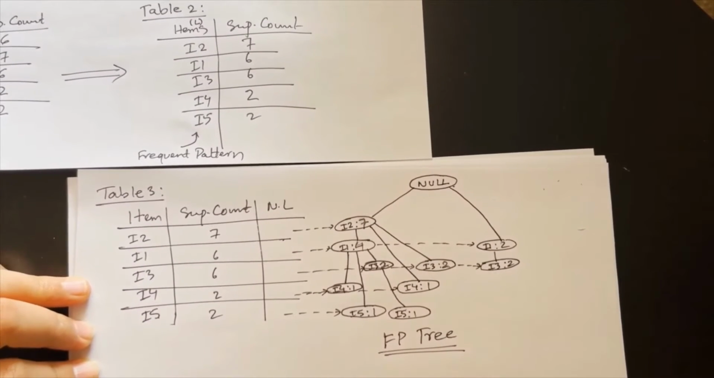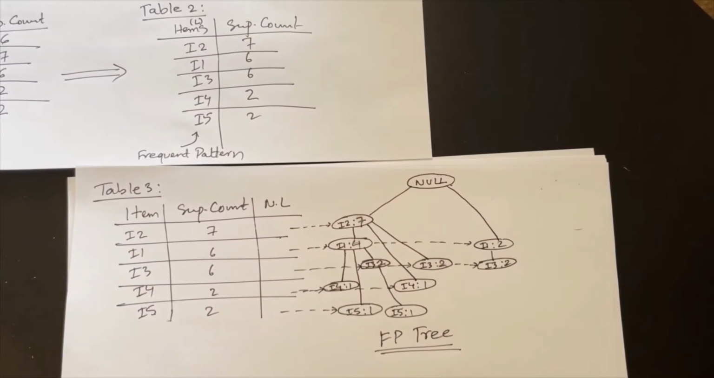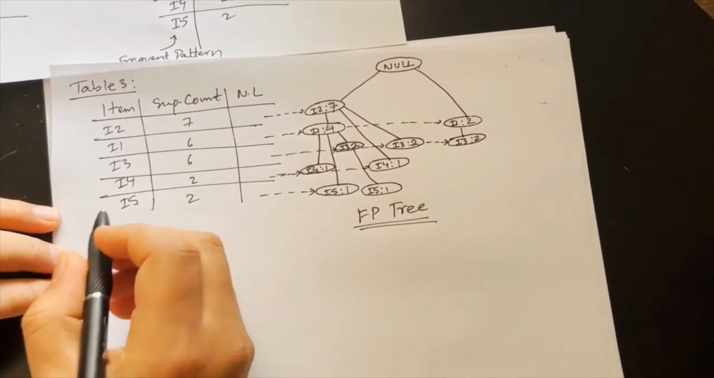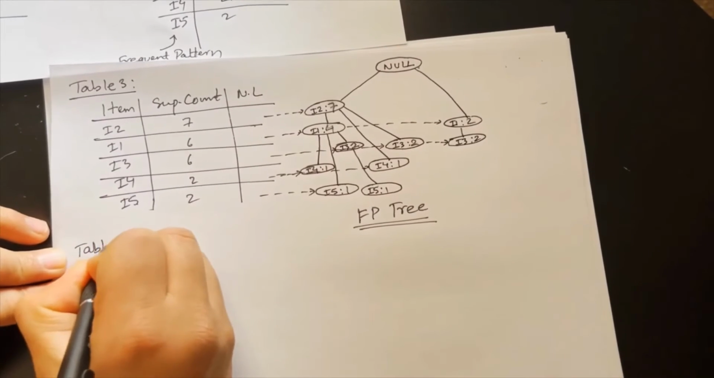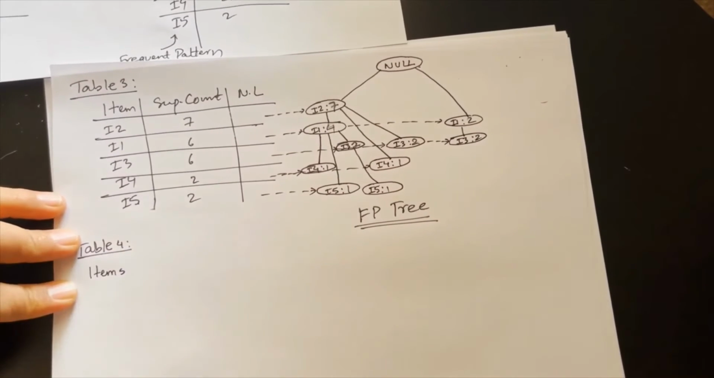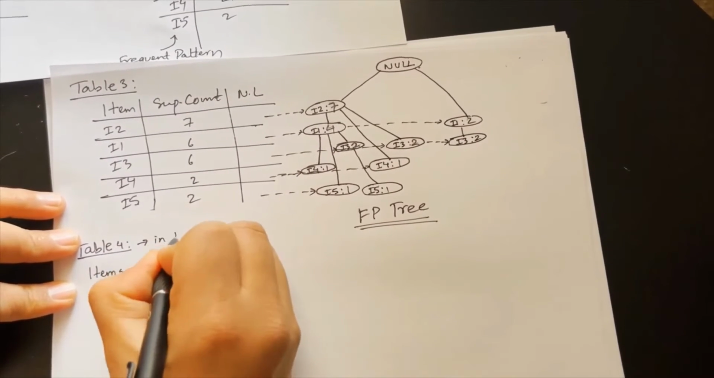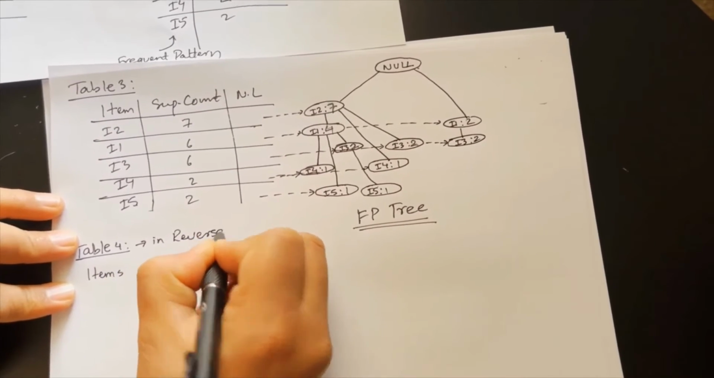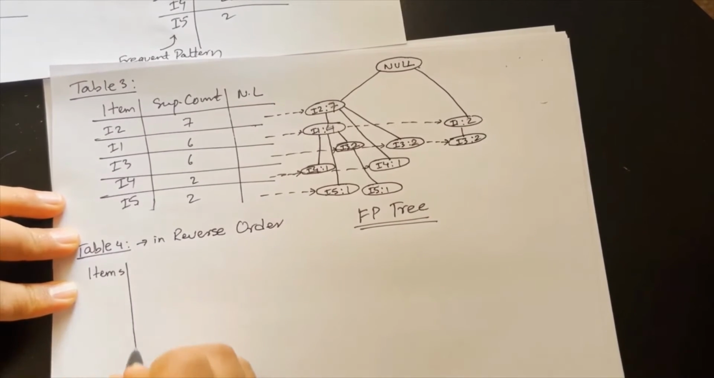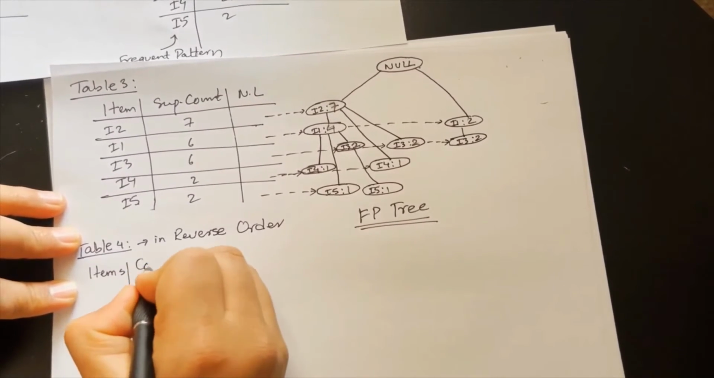Now after we have created the FP tree, what we have to do is find the conditional pattern base, conditional FP tree, and then the frequent pattern generator. For that, we have to write the items in the reverse order of this table. So let's make another table. That will be table 4. First we have to list the items in reverse order. I'll just write it here, reverse order items, so that it becomes easy. Then it comes the conditional pattern base.